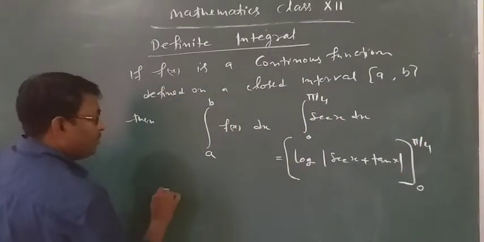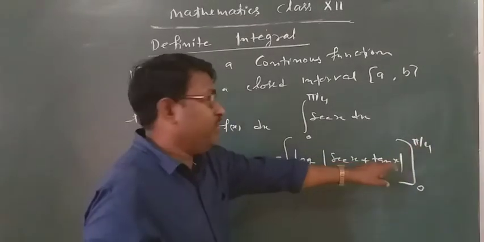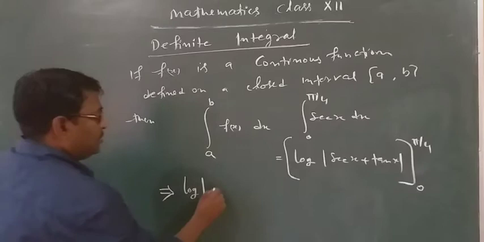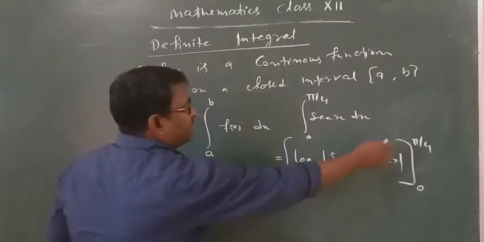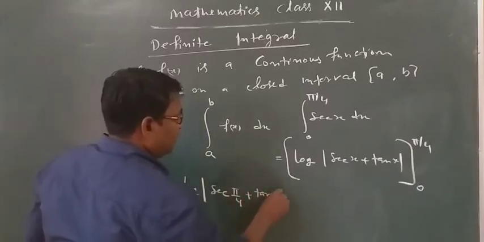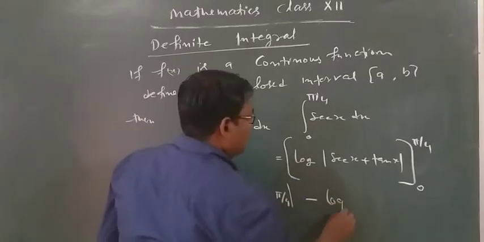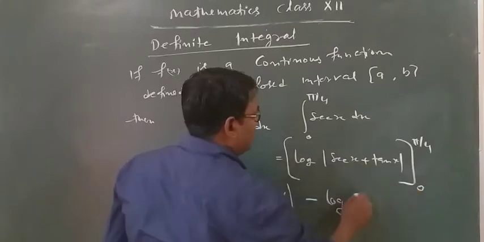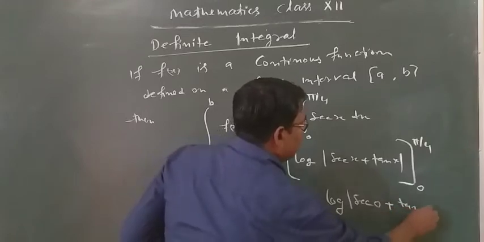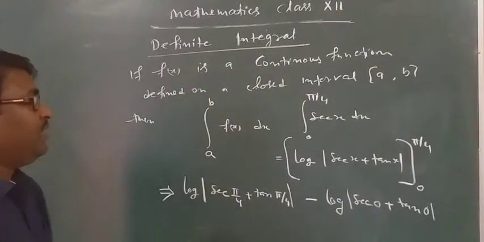Now what will you do? You have to put in the whole result the upper limit at the place of x. So log of sec pi by 4 plus tan pi by 4, minus log in the whole result. Now you have to put 0, sec 0 plus tan 0. Now you can find these values.